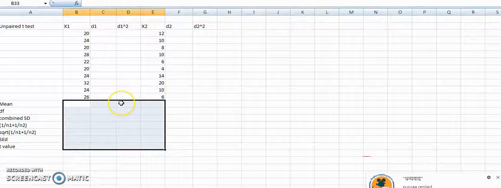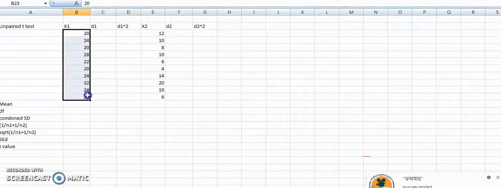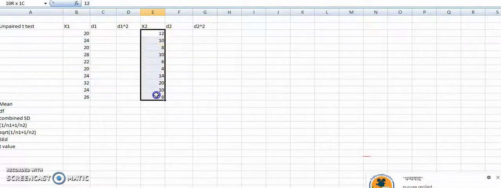Okay. So now we have these two groups of data. Say these are the body masses of fishes obtained from two different ponds. We can say this one and this one. So whether the difference of body mass is significant enough or is insignificant? Let us test that by this unpaired t-test.